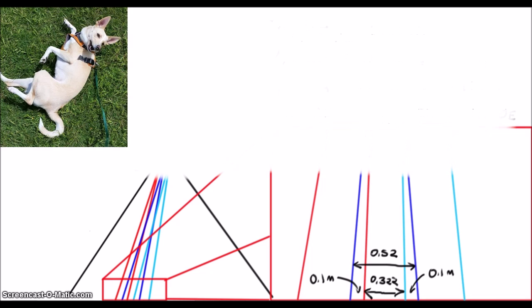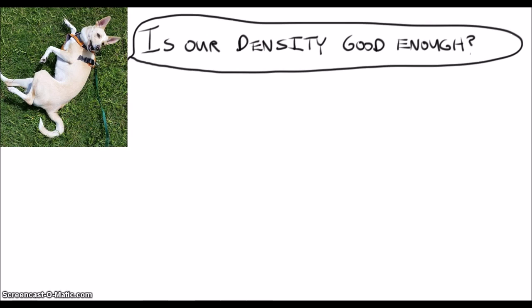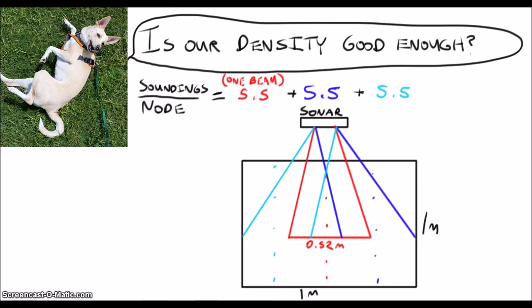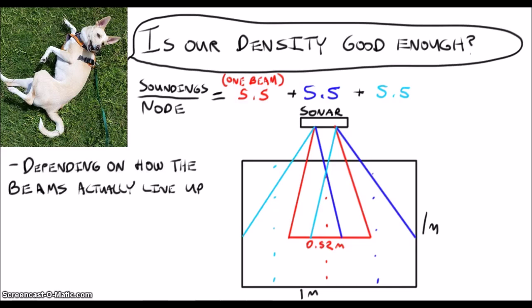Okay, so let's actually come up with an answer to our original question. Do we have enough data density for a 1 meter grid node? Well, one beam is going to generate about 5 soundings within a 1 meter grid. With a beam width of 0.52 meters and an expected overlap of about 0.202 meters, I think we would find about 3 beams within that grid. That gets us about 15 soundings, well above the 5 soundings per node rule.